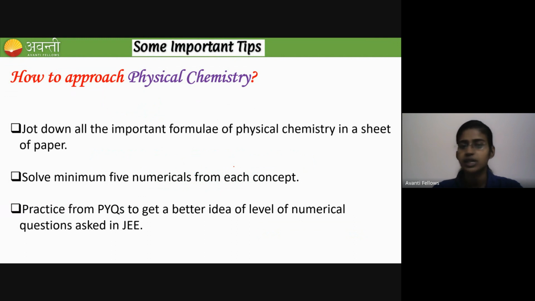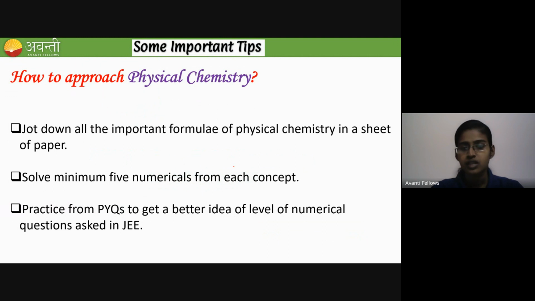Keep all the formulas in a single sheet or in 2 or 3 sheets, and study all those formulas. You have to solve a minimum of 5 numericals from each concept. For example, in chemical kinetics, solve 5 numericals related to rate constant and 5 related to half-life. Take each topic and solve at least 5 numericals. Then practice all the previous year's questions to get a better idea of the level of numerical questions asked. You might have done this, and we have also done it in class, right? So again and again, keep revising those questions. That will be very useful for you.